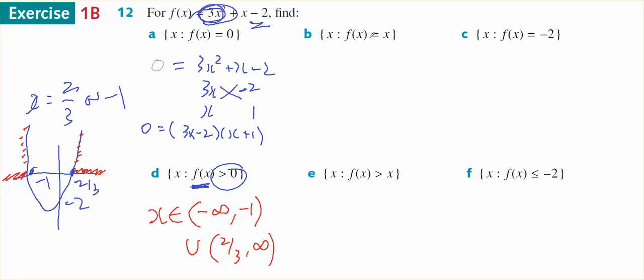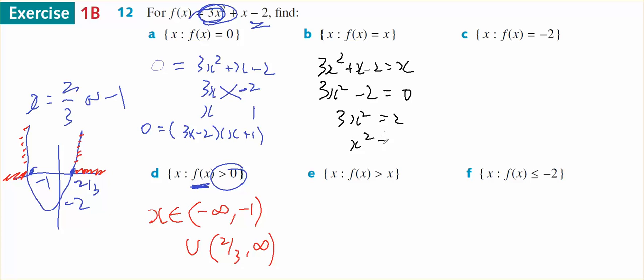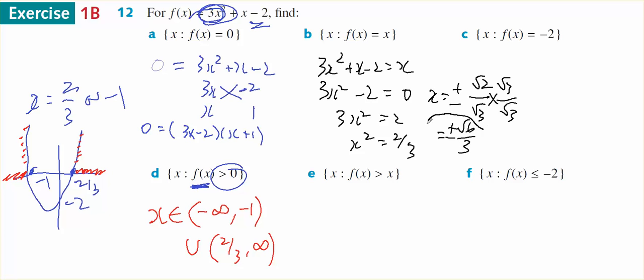Okay, to do part B, I need to solve this equation. So I've got 3x squared plus x minus 2 equals x, or 3x squared minus 2 equals 0. And I could then go 3x squared equals 2, x squared equals 2 on 3, x equals plus or minus the square root of 2 on root 3, and if I rationalise the denominator, I get plus or minus root 6 on 3.